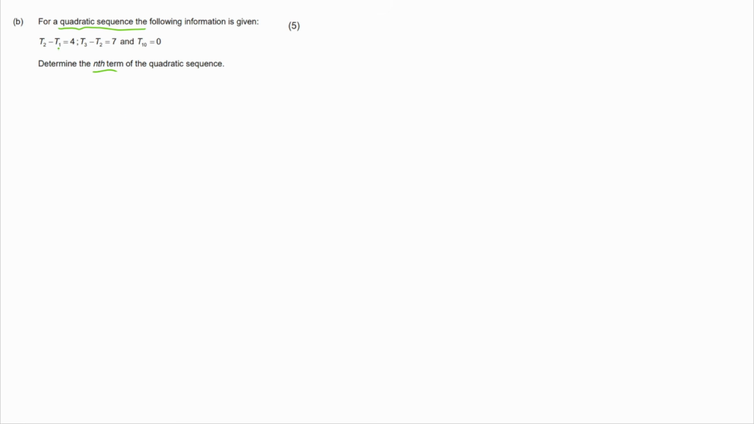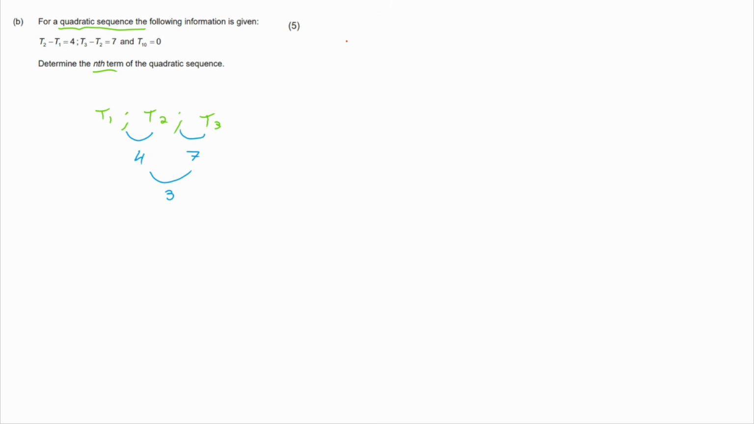So we know that T2 minus T1 is 4. Here we have T1, T2, T3. They're saying the difference between T1 and T2 is 4, and the difference between T3 and T2 is 7. So we know the first differences are 4 and 7, and the second difference is obviously 3.